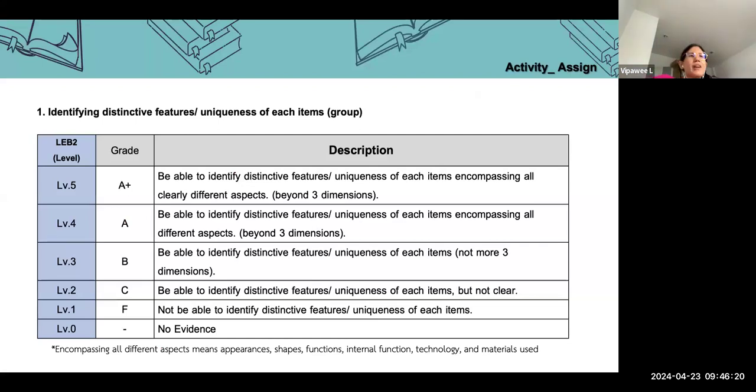regarding the rubric, okay, the first one, I will look into whether you identify distinctive features, uniqueness of each item. Okay, I will see whether you guys are able to identify these features and also encompass different aspects beyond 3 dimensions. The meaning is that you consider appearance, shapes, functions, internal function, technology, and material use. At least like 3 dimensions.